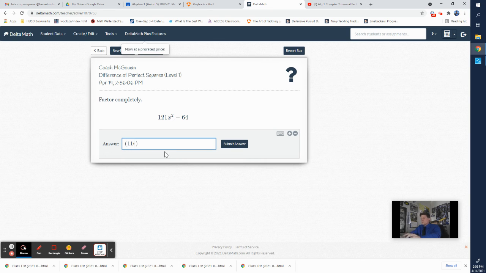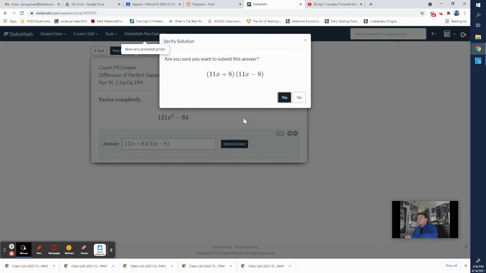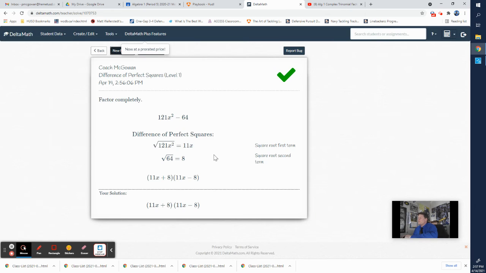So I could write this down as 11x plus 8. Close it. Oops. And then I could go 11x minus 8. Notice, again, it's exactly the same thing. 11x and 8, 11x and 8. But one of them's plus, one of them's minus, and it works perfectly with this pattern, difference of perfect squares. It cancels out that middle term, so you only have the x squared piece and the constant piece.